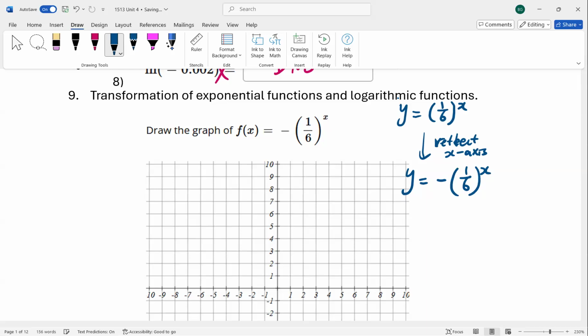All right, so we are going to draw the mother function first. It's going to be decay, by the way, since the base is between 0 and 1. It definitely passes this point, (0, 1). When x equals 1, it is 1/6, very small. It's only getting smaller and smaller. When x equals -1, it is 6. We need to guarantee that at least those 3 points are in the right place, and we connect them.